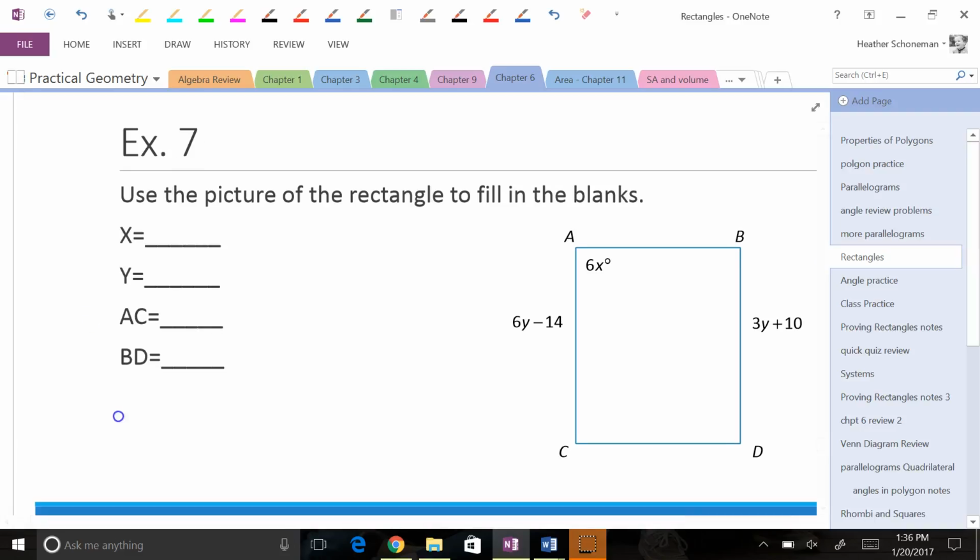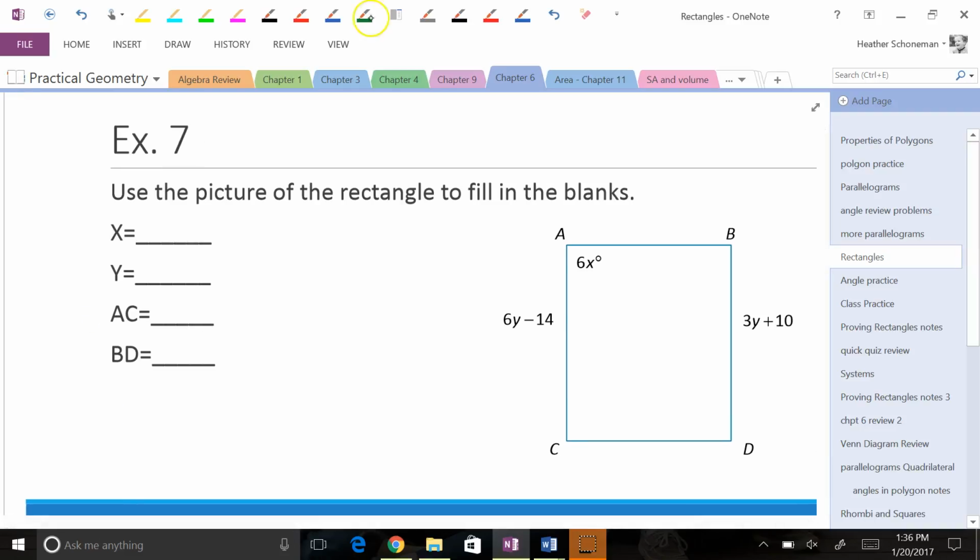Example 7, we want to find x and y. Okay, x, well, it's an angle measure because it's got a degree symbol. All the corners have to equal 90 in a rectangle, so that way we know that 6x equals 90. So when we divide by 6, x is 15.